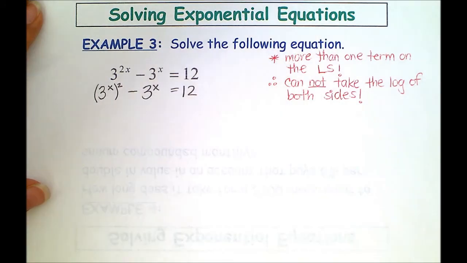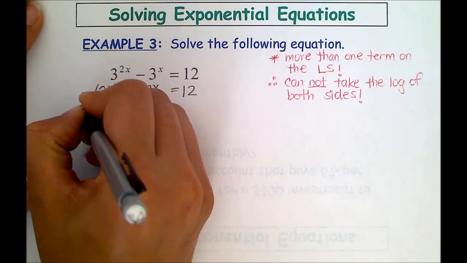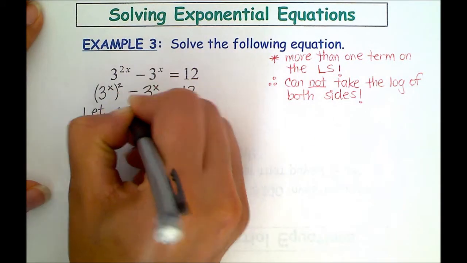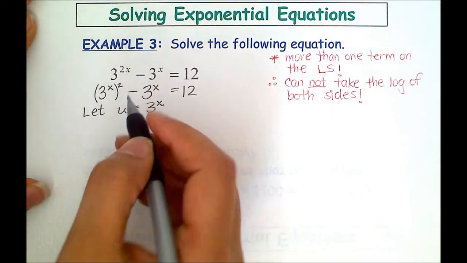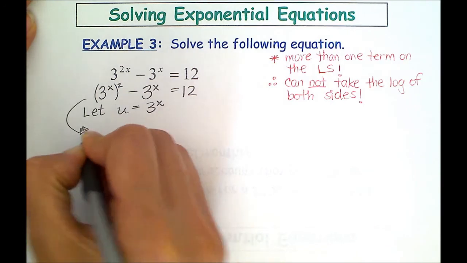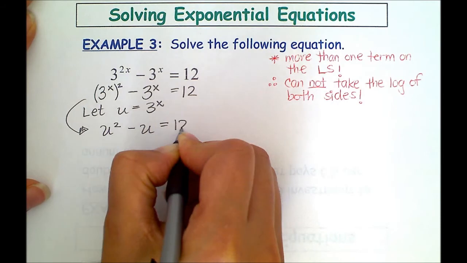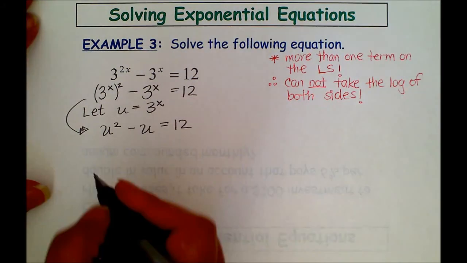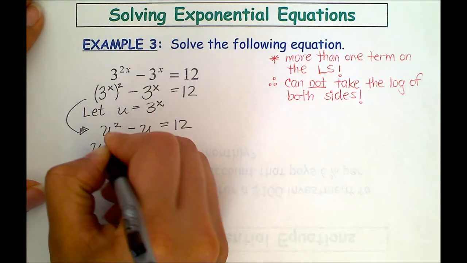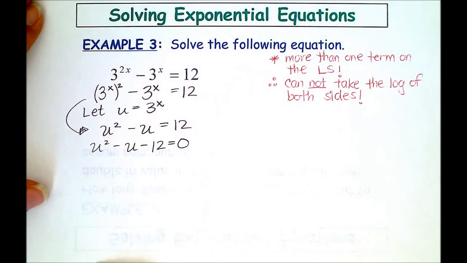To make my work a little bit easier, I'm going to write 3 to the exponent of x using a different variable, and then I'm going to try to solve it based on that. So I'm going to let u equal 3 to the exponent of x. Now, if I rewrite this, replacing 3 to the exponent of x with u, what I get is u squared minus u equals 12. Now, this sort of looks like a quadratic equation, which is how I'm going to actually solve this. So I'm going to rewrite this so that it's equal to 0, and I'm going to try to solve this by using the quadratic formula or by factoring.